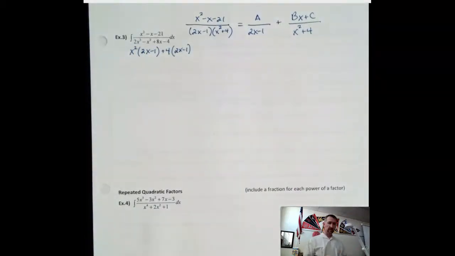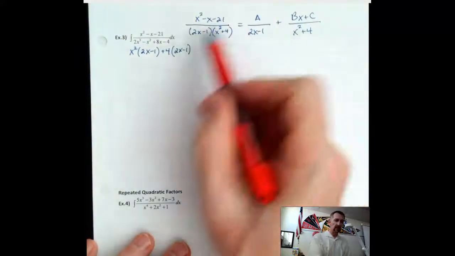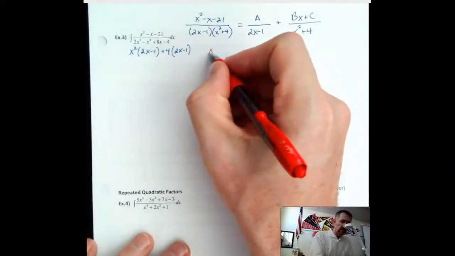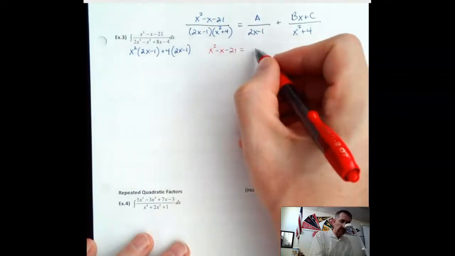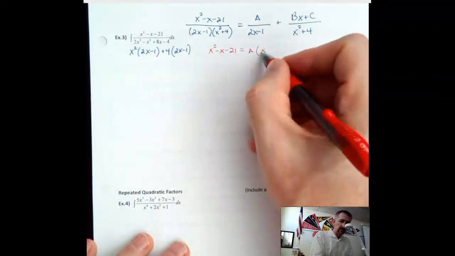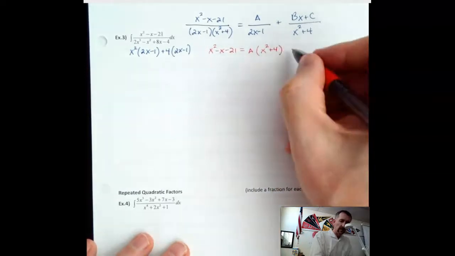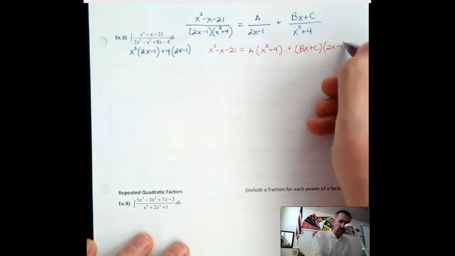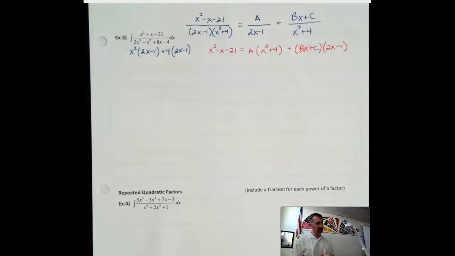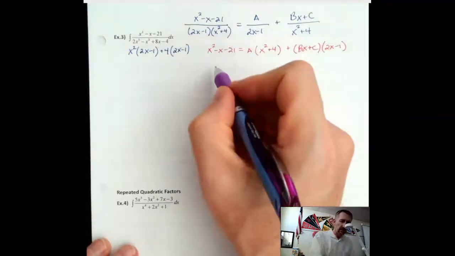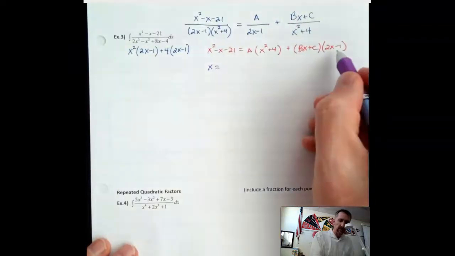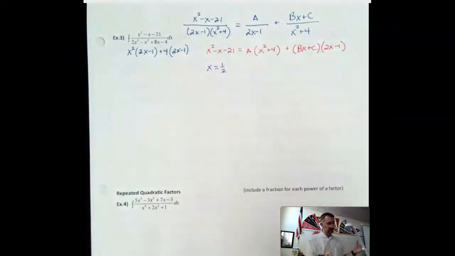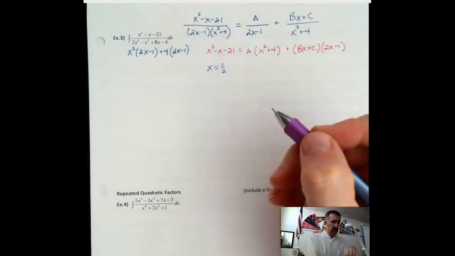So now we're going to multiply that whole thing by the common denominator. So that's just going to leave us with x squared minus x minus 21. And then a times x squared plus 4. And then bx plus c times 2x minus 1. So this looks like it's going to be a little bit more challenging maybe, but we'll see. So I do see a nice x down here again maybe, except it's a fraction, but so that's going to be 1/2. If we let x equal 1/2, we might get something decent out of this.